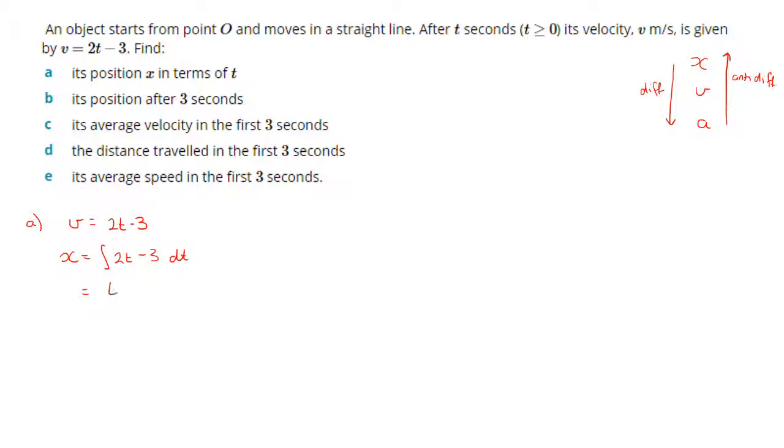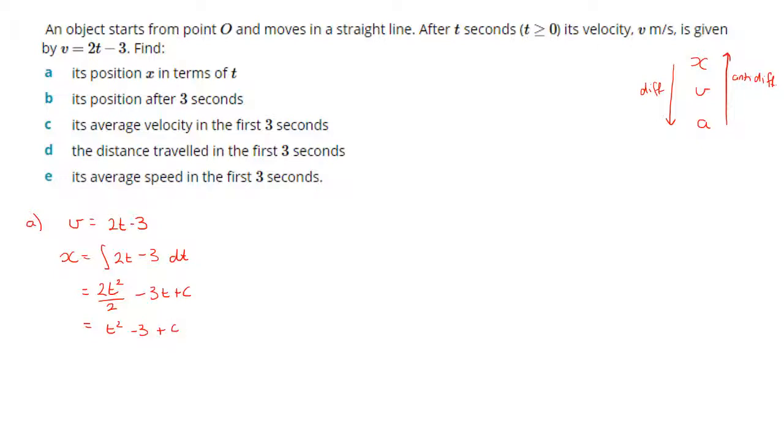So I add 1 to the power, which gives me t squared, and dividing by the power over 2, and we have to add c. I can simplify. 2 over 2 gives me t squared minus 3t plus c.